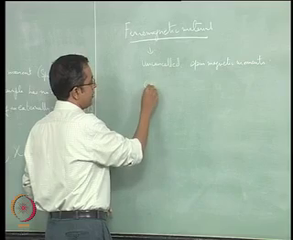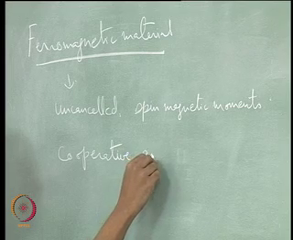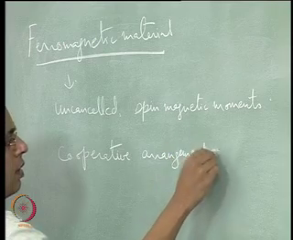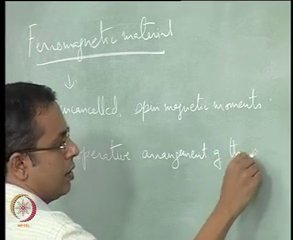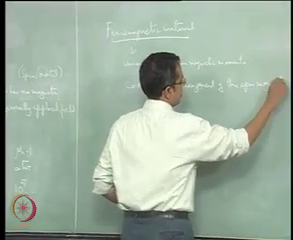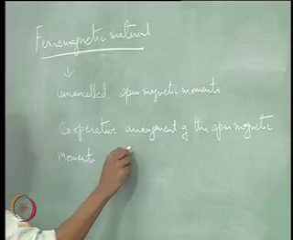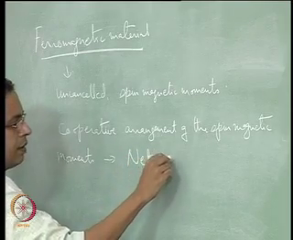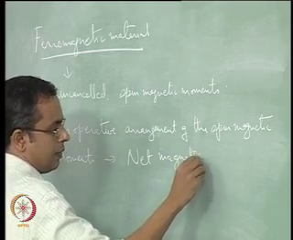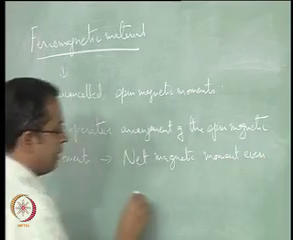So there is a cooperative arrangement of the spin magnetic moments such that there is a net magnetic response, a net magnetic moment, even in the absence of an applied field.